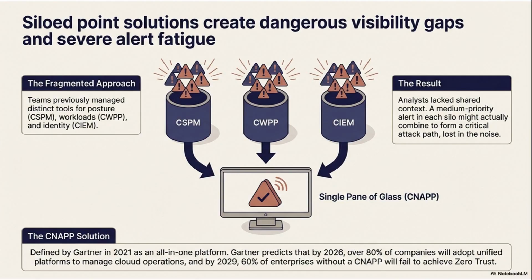Siloed point solutions result in dangerous visibility gaps and severe alert fatigue. Teams managing distinct tools lack shared context, making it difficult to prioritize threats effectively. The CNAPP solution offers a unified platform to address these challenges.